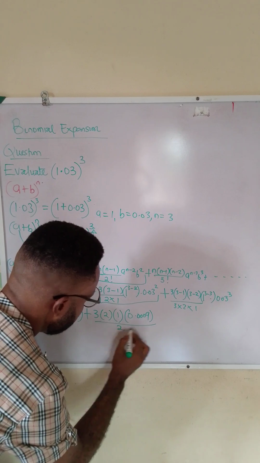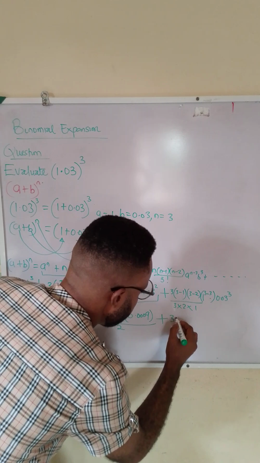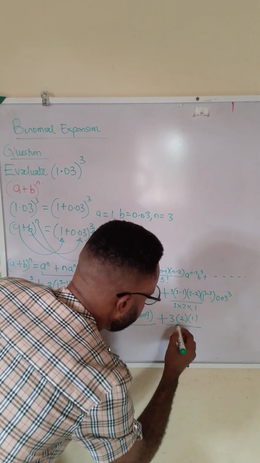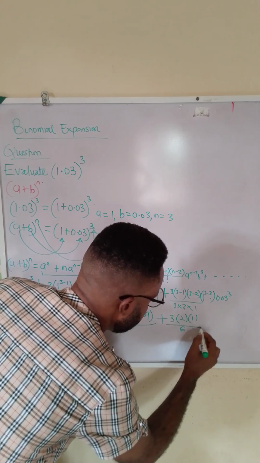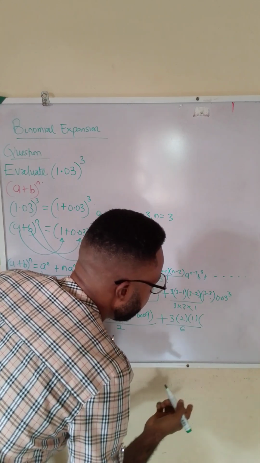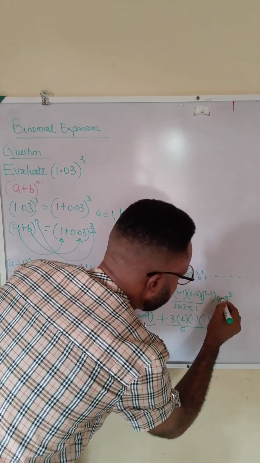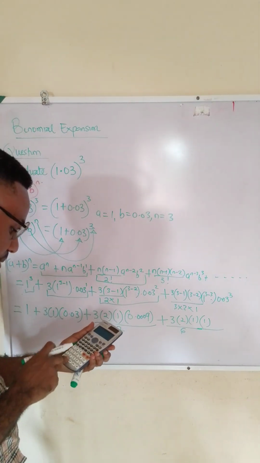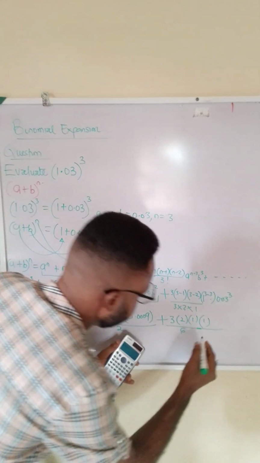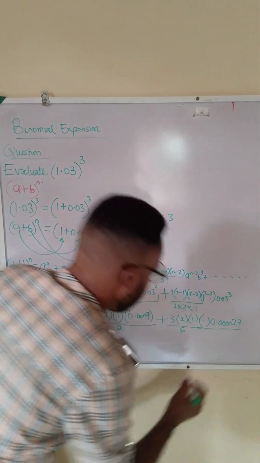2 times 1 here is 2, plus, here we have 3, which is this. 3 minus 1 is 2. 3 here minus 2 here is 1, divided by 3 times 2 times 1 will give us 6, into 1 raised by 3 minus 3 is 1 raised by 0, and any number raised by 0 is 1, and then times 0.03 raised by 3. So we have 0.03 raised to the power of 3. That will give us 0.000027. That's what we have.